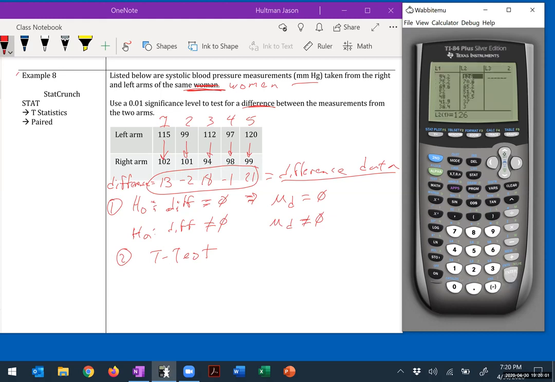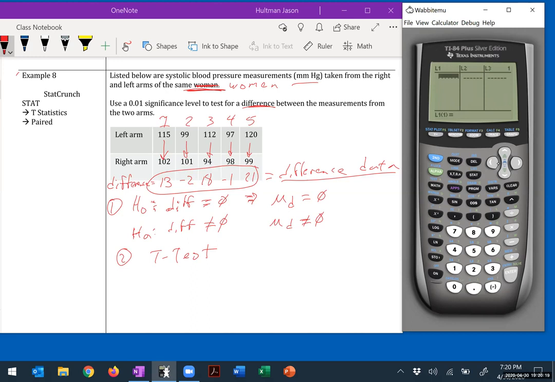Okay, now I want to edit my list 1 and my list 2. I'm going to hit clear, and I'm going to hit clear. Oops. Hit clear. Clear and enter. There we go.